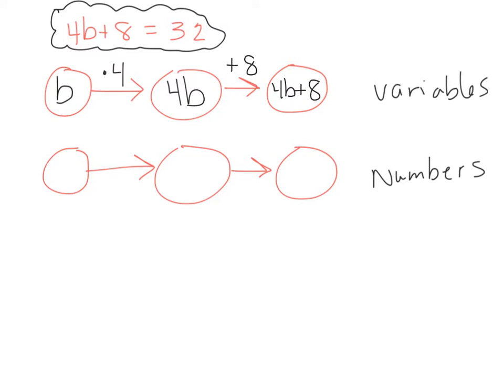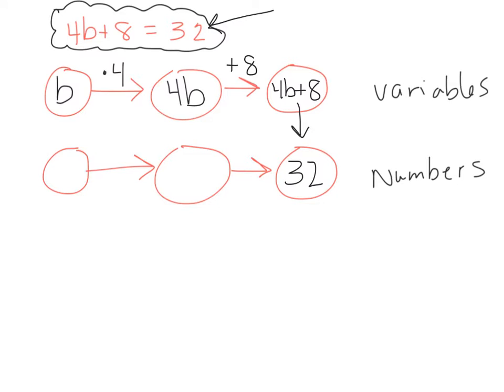So that's just the expression part of the equation. Okay, so 4b plus 8. Now let's fill in another flowchart that's equal, but with numbers. I'm going to show you right here that it equals 32. So 4b plus 8, we know, is equal to 32. Remember, that last circle is our answer.